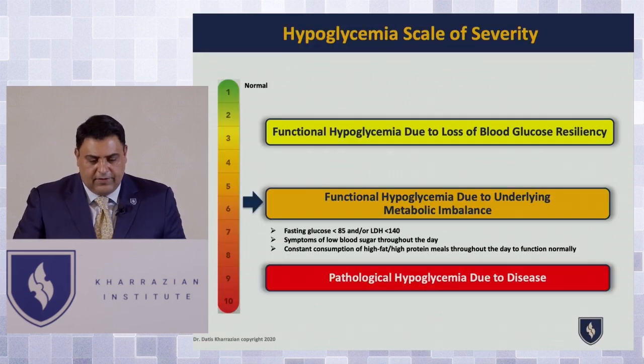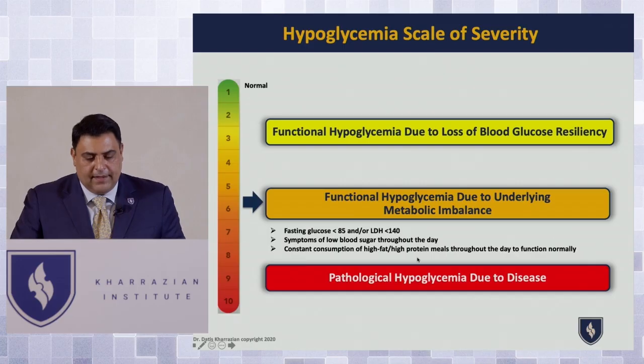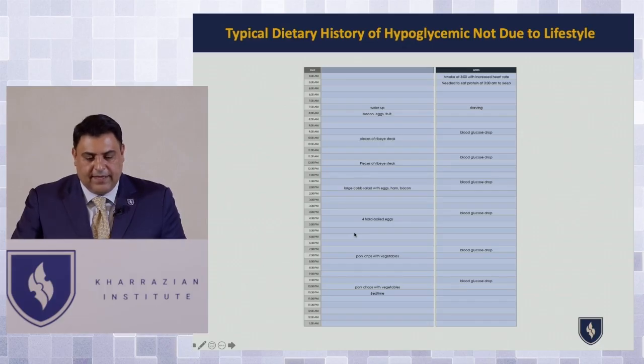Now, as you go down the severity scale, people that have functional hypoglycemia due to underlying metabolic imbalances may have fasting glucose below 85 and LDH below 140. There are symptoms of low blood sugar throughout the day, but they have constant consumption of high-fat, high-protein meals throughout the day to function normally, but they're still not in the laboratory pathological range of low blood sugar. Like the example I gave you, they're just eating protein all throughout the day to function.